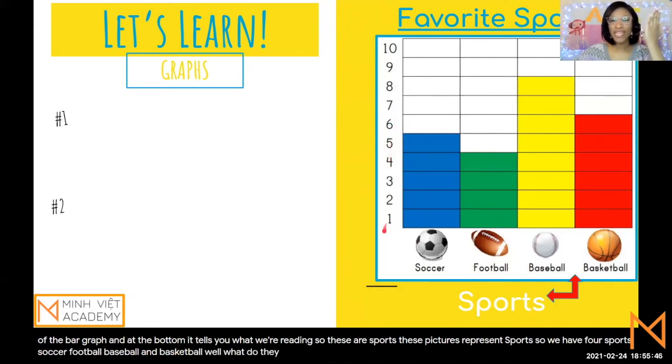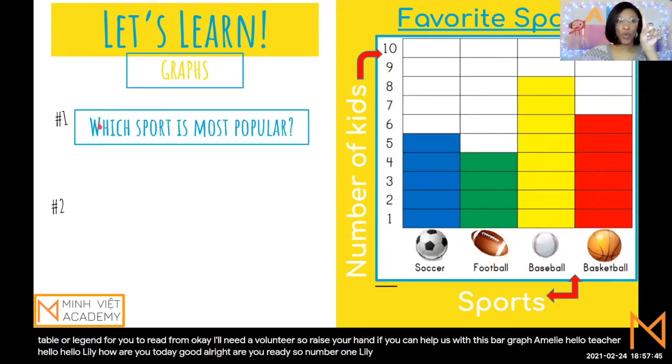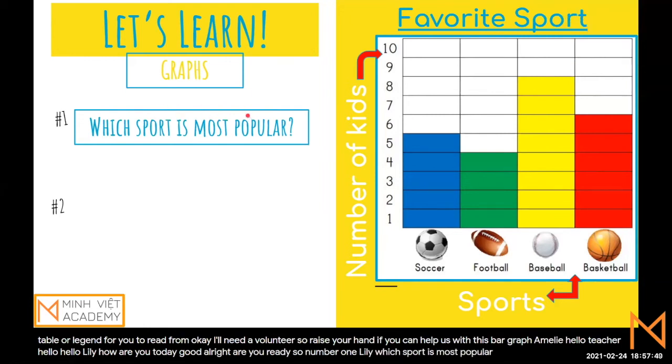Well, what do the numbers mean? And what do the colors mean? Well, the colors represent each sport. And the numbers mean number of kids. Which sport is most popular?